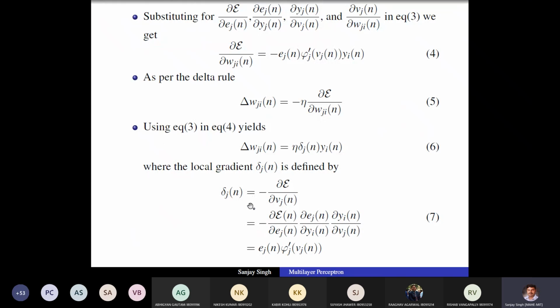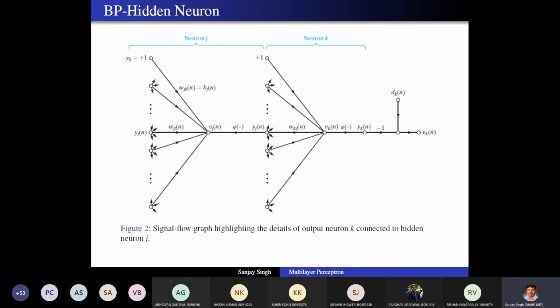So this was the case. We got the expression for how the synaptic weight will change. Just keep it. This is the case when the neuron is located at the output layer of the neural network. Now, what will happen if I consider a neuron from the hidden layer? The scenario is quite different. So here we have to modify this backpropagation algorithm, or develop it, for when the neuron is in a hidden layer.